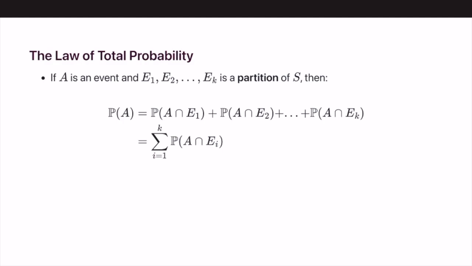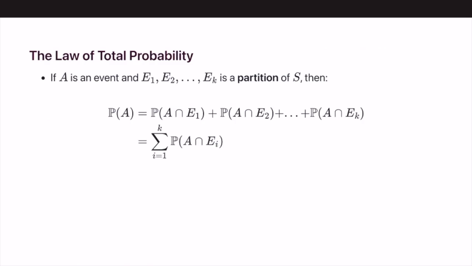Okay, so this all gives rise to what we've been building towards, the idea of the law of total probability. We've already technically seen this with the trolley problem, but we'll rewrite that in a second. If A is an event and we have K E's that make up a partition S, then we can express the probability of event A happening as the probability of A and E1 plus the probability of A and E2, and so on up to E K.